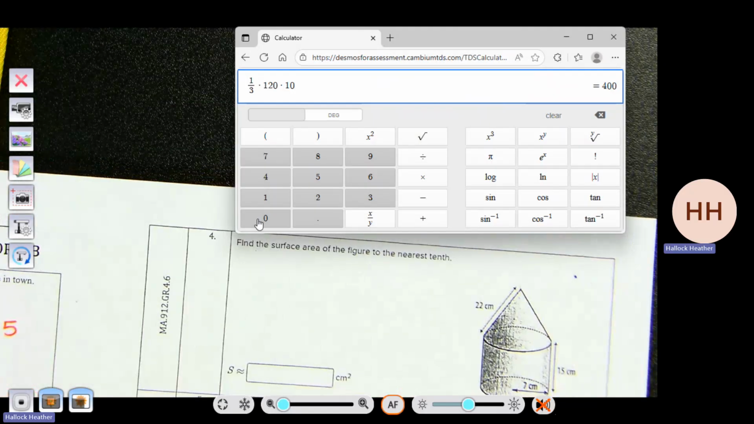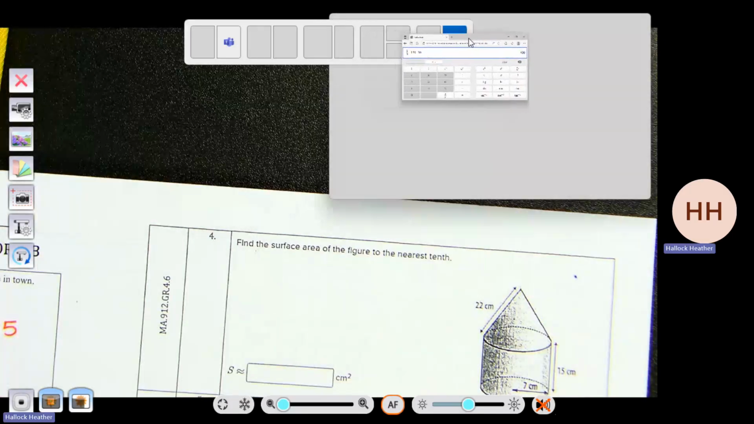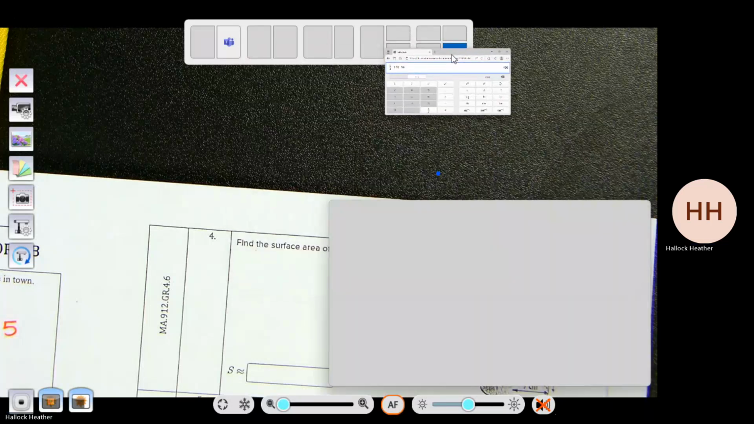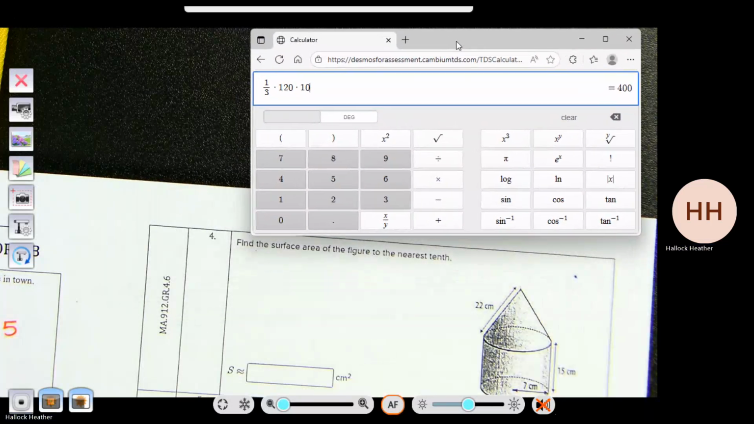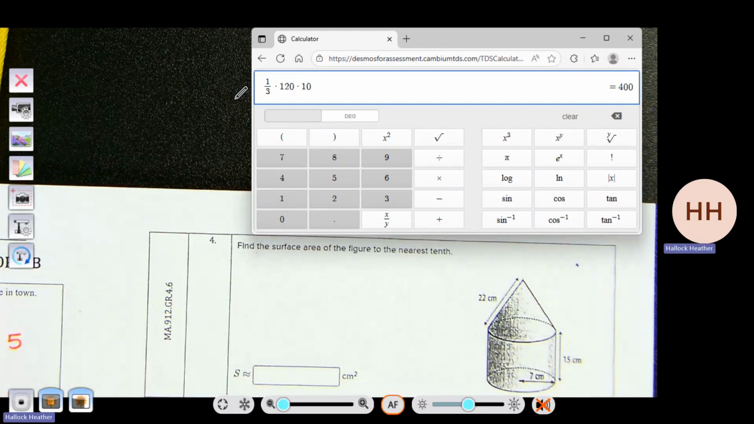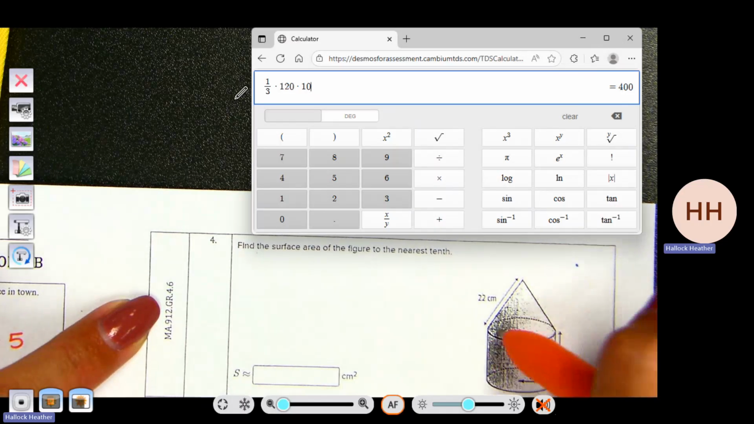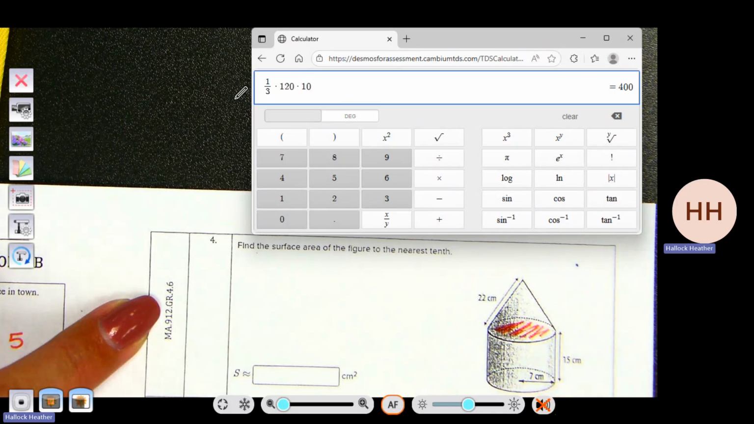The next one wants the surface area of the whole shape. This has 2 shapes inside of it. It is the surface area of a cone and a cylinder. Now, the problem with this is because they're touching right here, on this inside, you do not have to include that portion. If you're wrapping this like a present, the wrapping paper is not going to touch the inside of the shape.